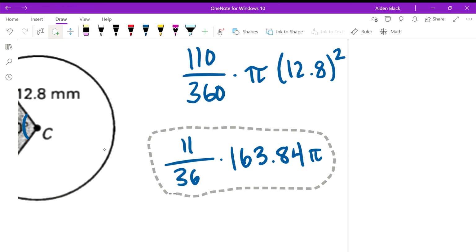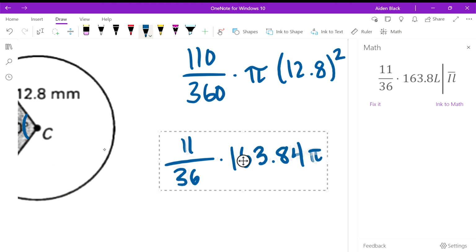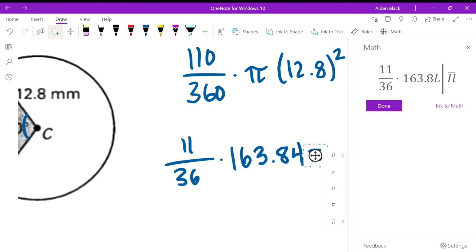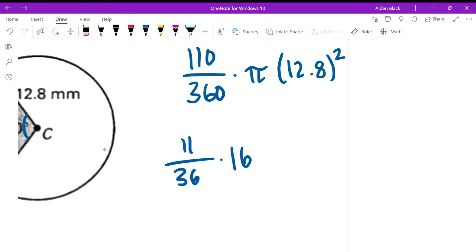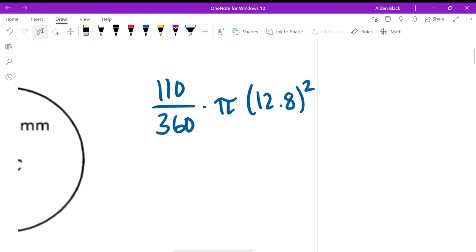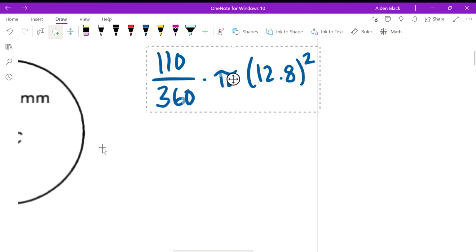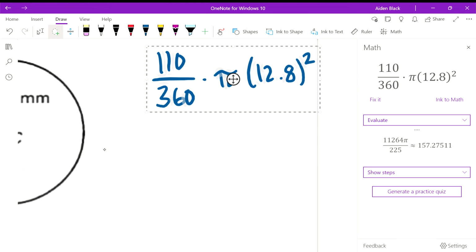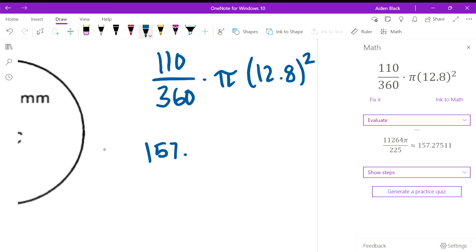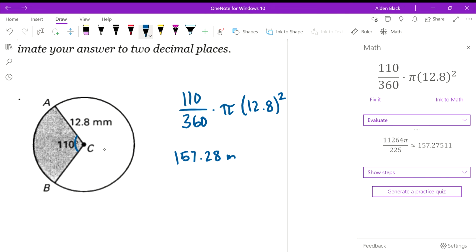Now it looks like we'll just have to calculate this in its entirety. Not working out. I'll just evaluate it here. This should work. I don't have a calculator, so. Okay, so we are getting 157.28. In this case, it's millimeters squared.